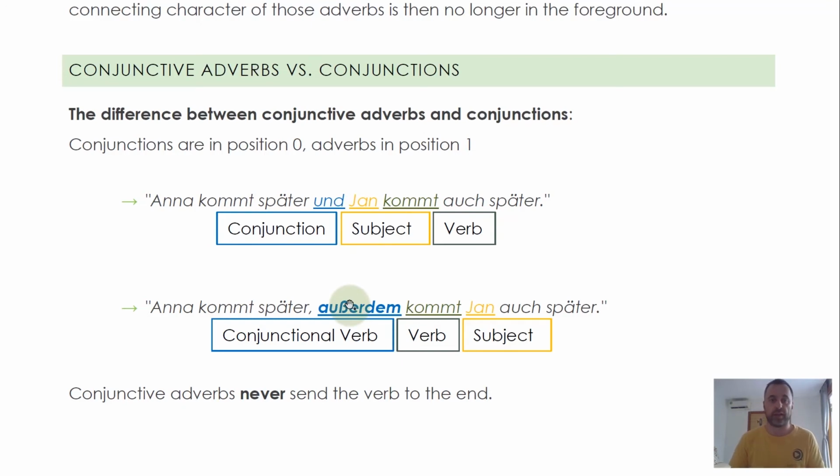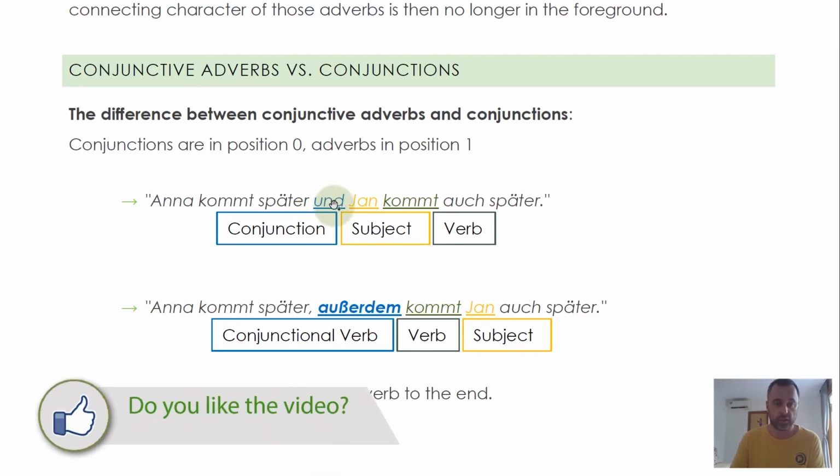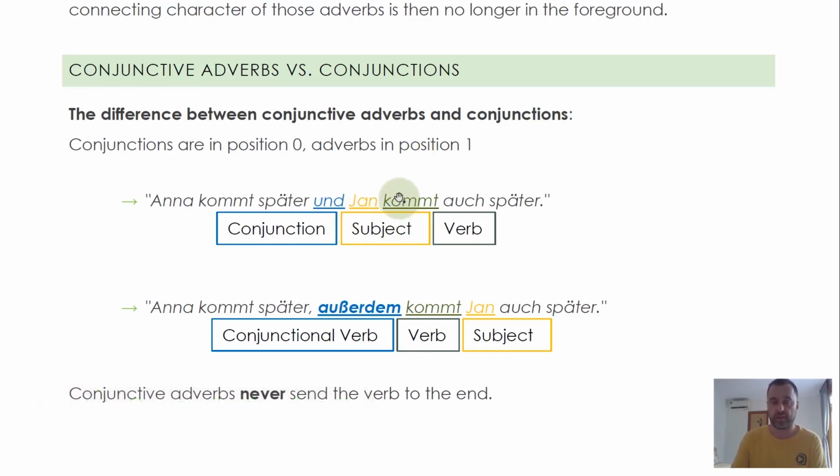But if you know, okay, this word doesn't send the verb to the end and it's not on position 0, then it must be a conjunctive adverb and it's in position 1. That's the important thing here. You don't really have to know that außerdem is a conjunctive adverb. You have to know that if you use it, it's position 1 followed by the verb. And you have to know that if it's a conjunction like und, it's position 0. So you need something in between und and the verb, because the verb wants the second position.